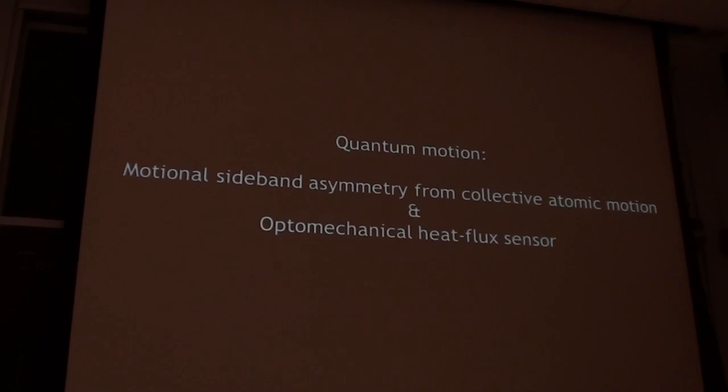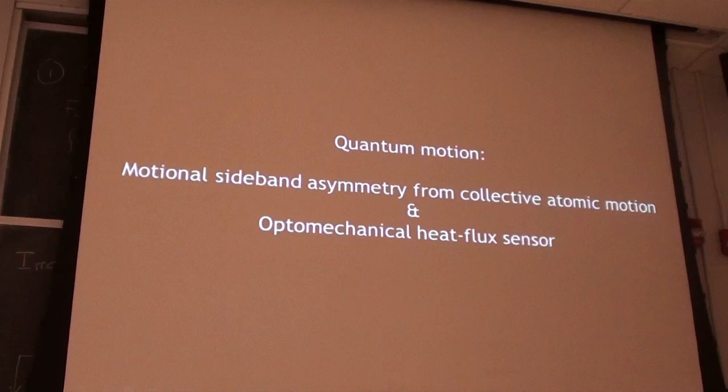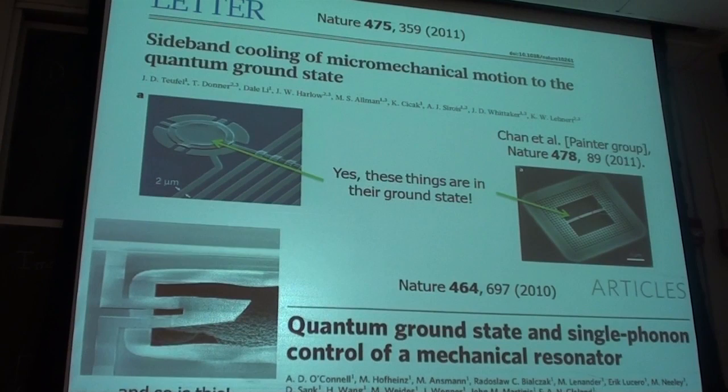Okay, so let me go on. That's the level to which we've seen quantum aspects of the light coming out of our cavity. How about quantum aspects of the mechanics? There have been a number of recent reports which are really phenomenal that show that cavity cooling, like I described to you, can be used to bring mechanical objects down into their ground state. One mode of a mechanical object, but nevertheless, we can bring it down into its ground state, which is really remarkable.